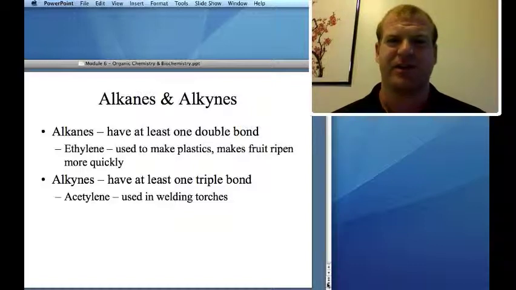And that's also why you go to the grocery store and sometimes you buy a banana, it's ripe on the outside, you open it up, and it's green on the inside. It's because they treat it with ethylene to make it ripen quickly on the outside, and it's not ripe at all. And alkynes have one or more triple bonds. Acetylene, or ethyne, is the technical name for acetylene, used in welding torches.